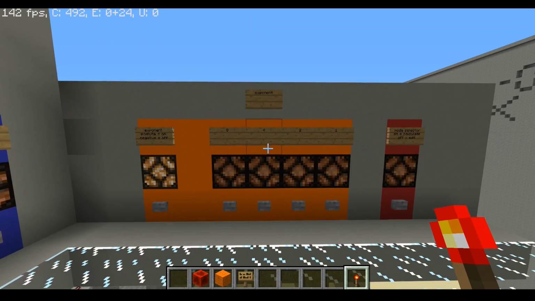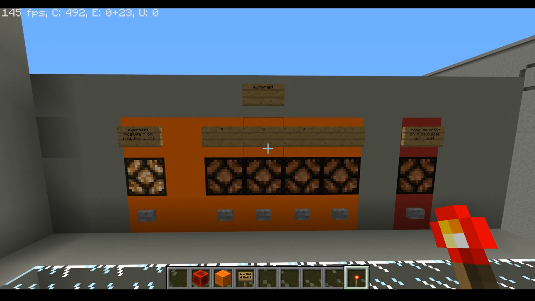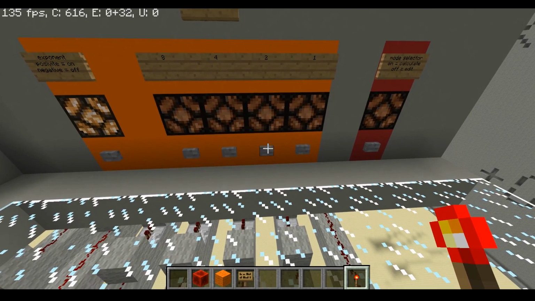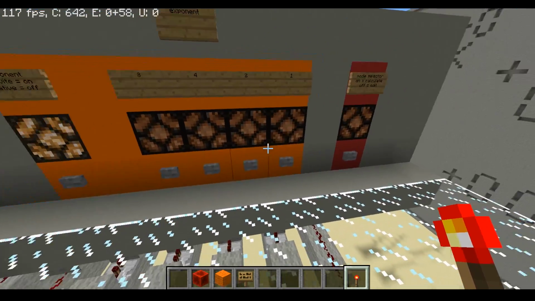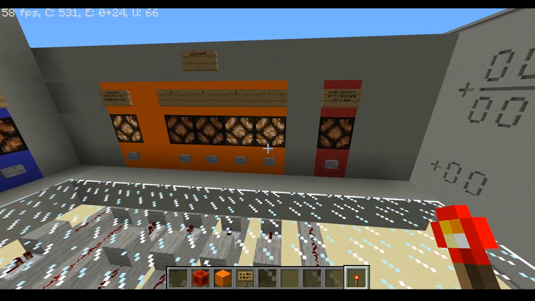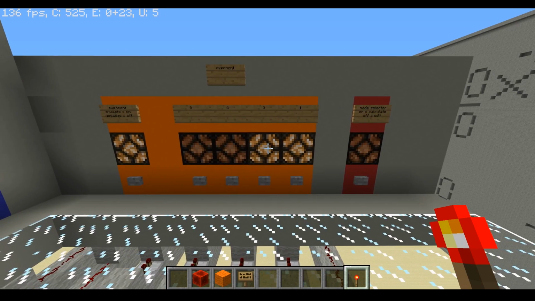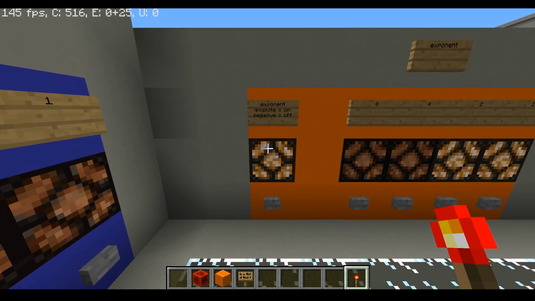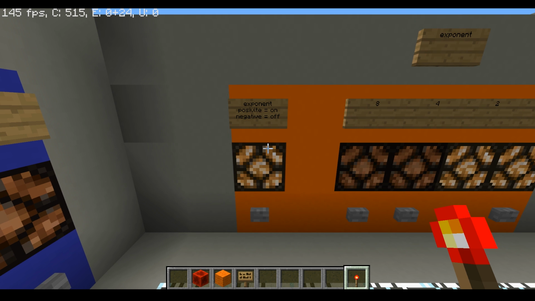The next is the exponent. Let's just say you want something to the x cubed, then you would type in 0011, which is 3 in binary. This would show up a 3 in the exponent. This button right here is simply just the positive or negative exponent.